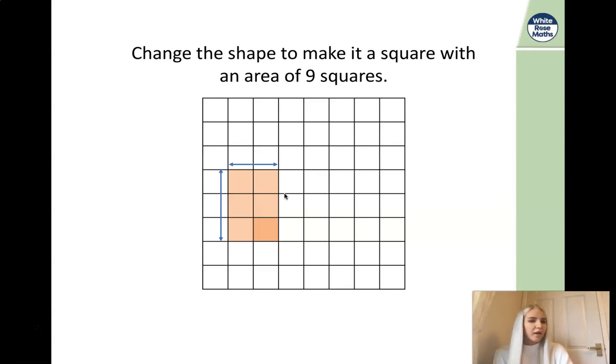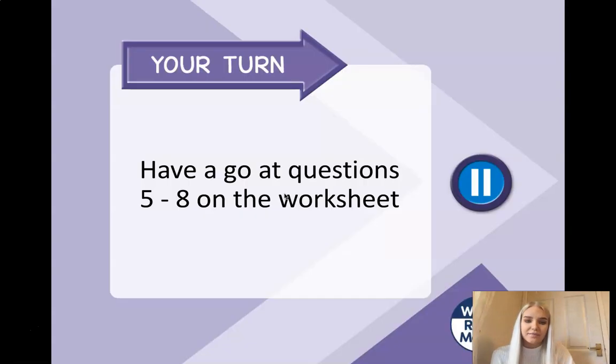Now we have got 3 more squares to use, so where could we use them? We could use them down here because now we have made a square of 9 squares, which is the area, but it's also 3 by 3. It's got 3 columns and 3 rows, so we have made 9 squares.